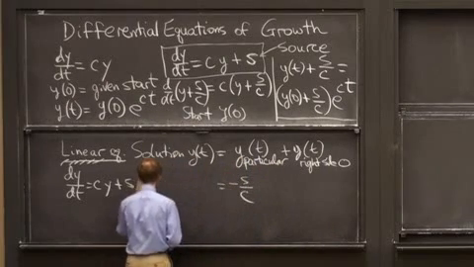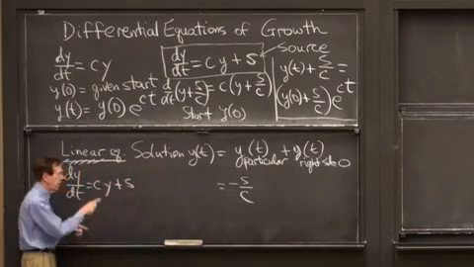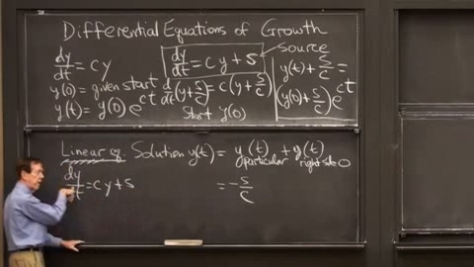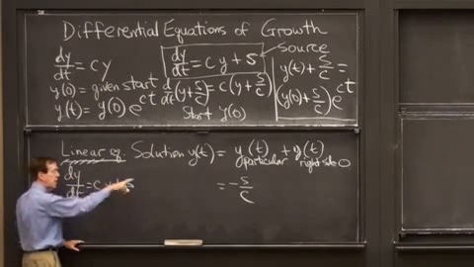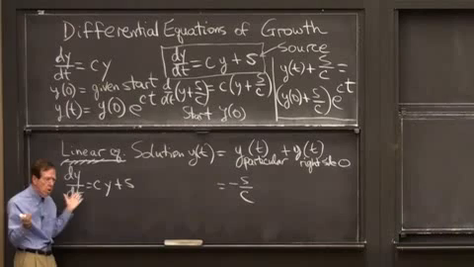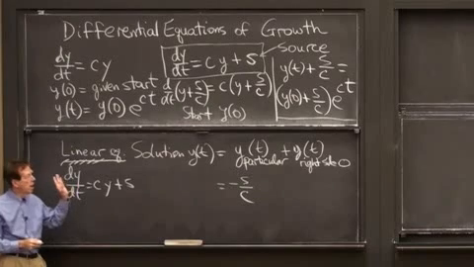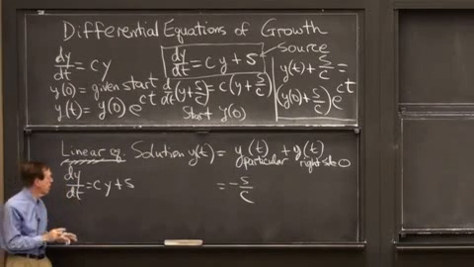That's a particular solution. Let's just plug it in. If I put in y, that's a constant, so its derivative is 0. That's c times that, which gives me minus s plus s, which is 0. Okay. So that's a particular solution.